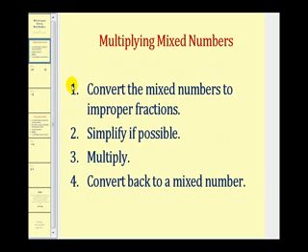Let's first talk about multiplying mixed numbers. Step 1, we're going to convert the mixed numbers to improper fractions. Step 2, we'll simplify if possible. Step 3, we'll multiply. And then the last step, step 4, we'll convert our answers back to a mixed number. Let's go and look at some examples.